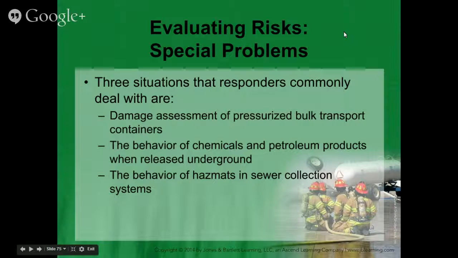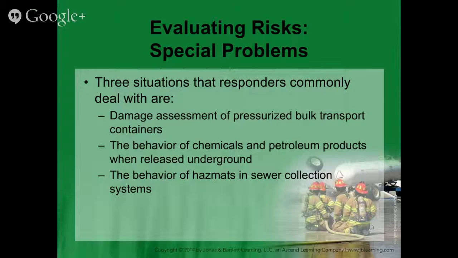There are 3 situations that are pretty special to us. The first is assessment of pressurized bulk transports. Remember, we're transporting something across the country, whether on the rail or over the highway, in a pressurized vessel. It's greater than our atmospheric pressure. So if something goes bad and there's a hole or a leak or a breach, this thing's going to come out under pressure, and we need to know what that's going to do.